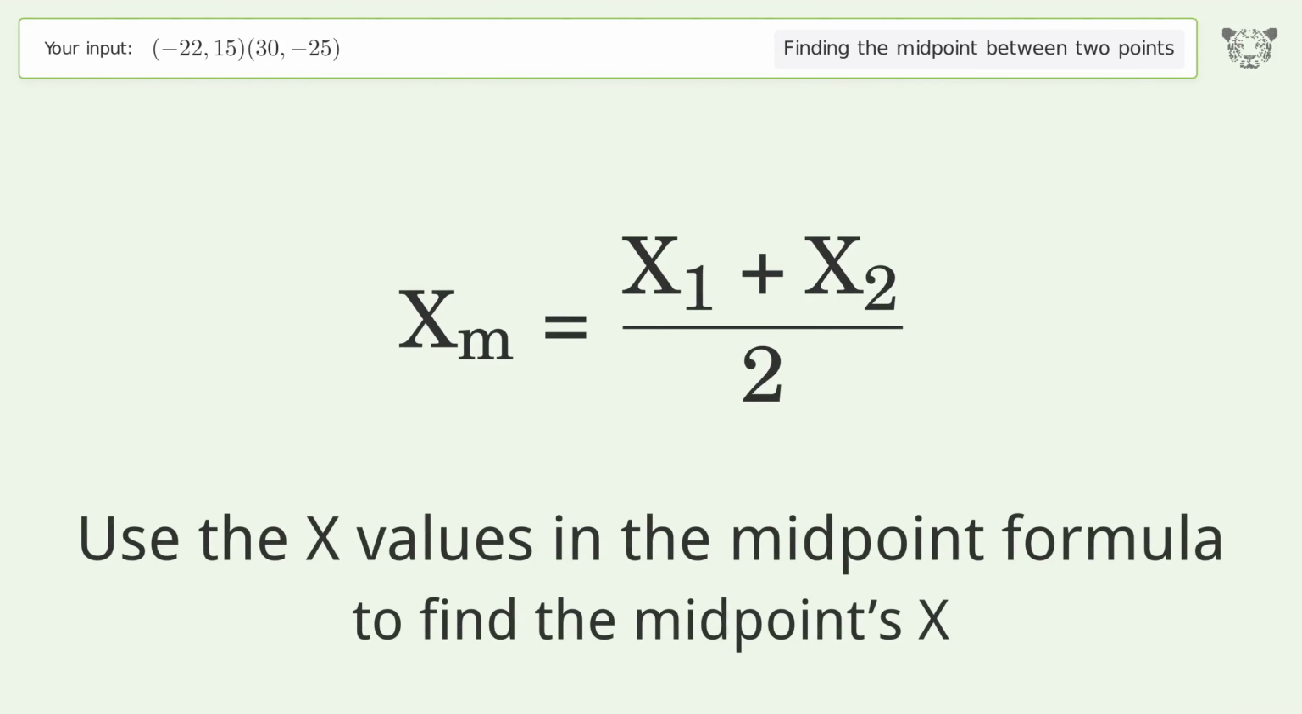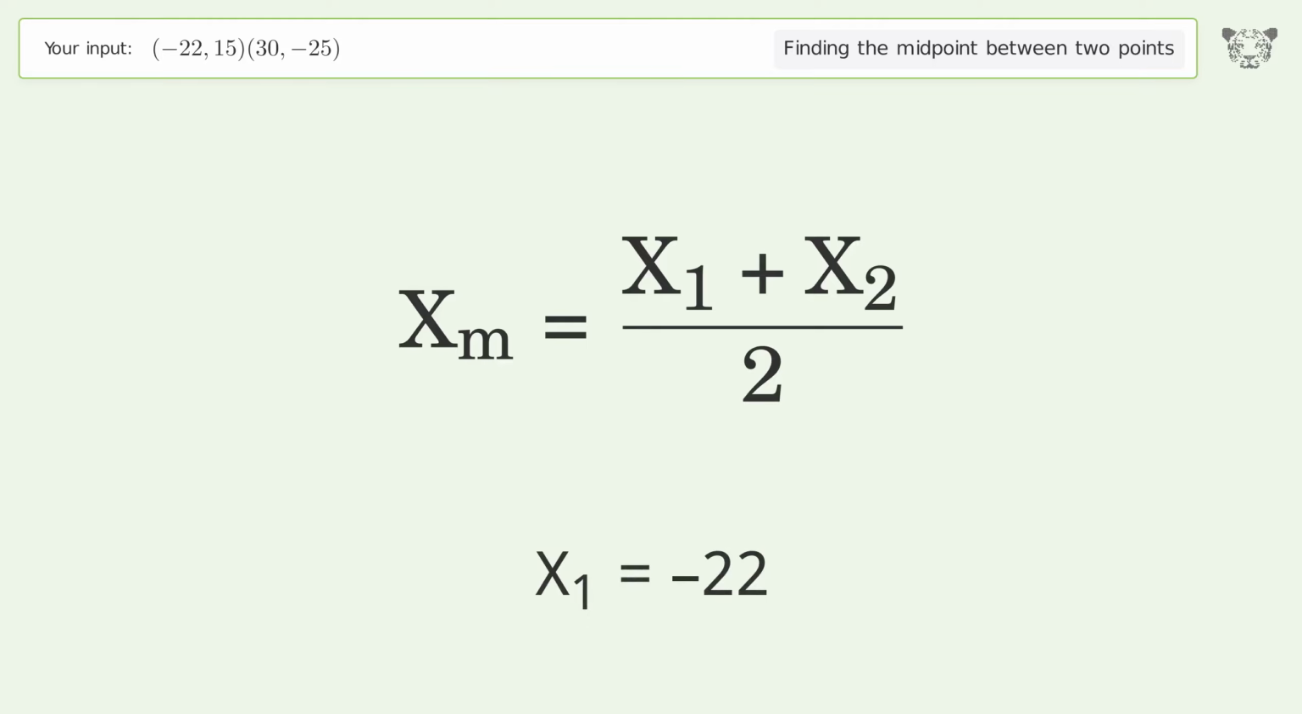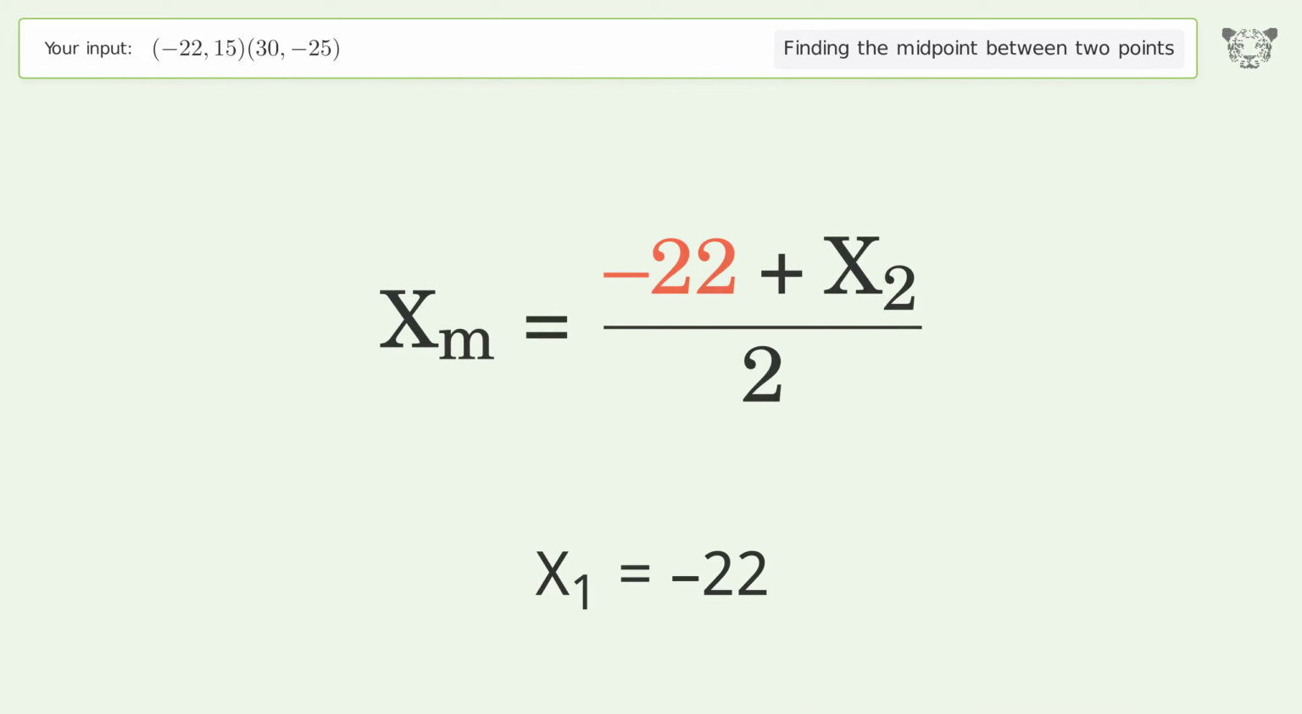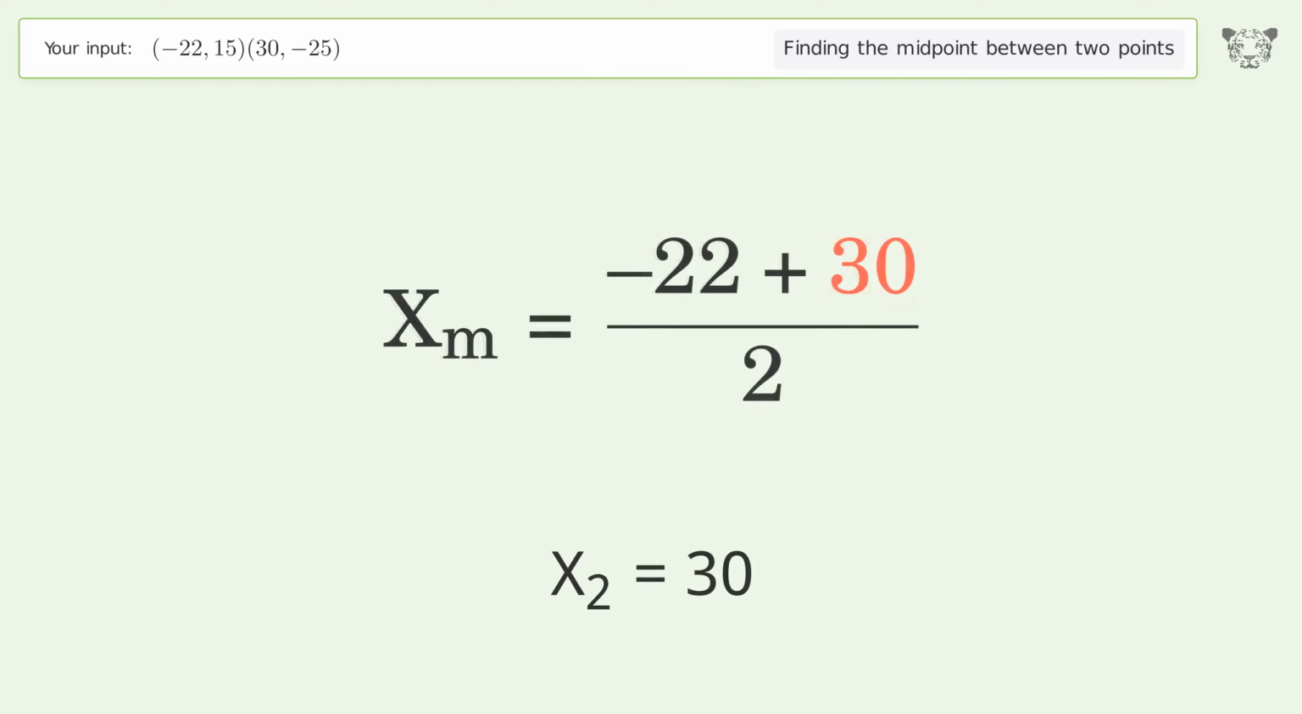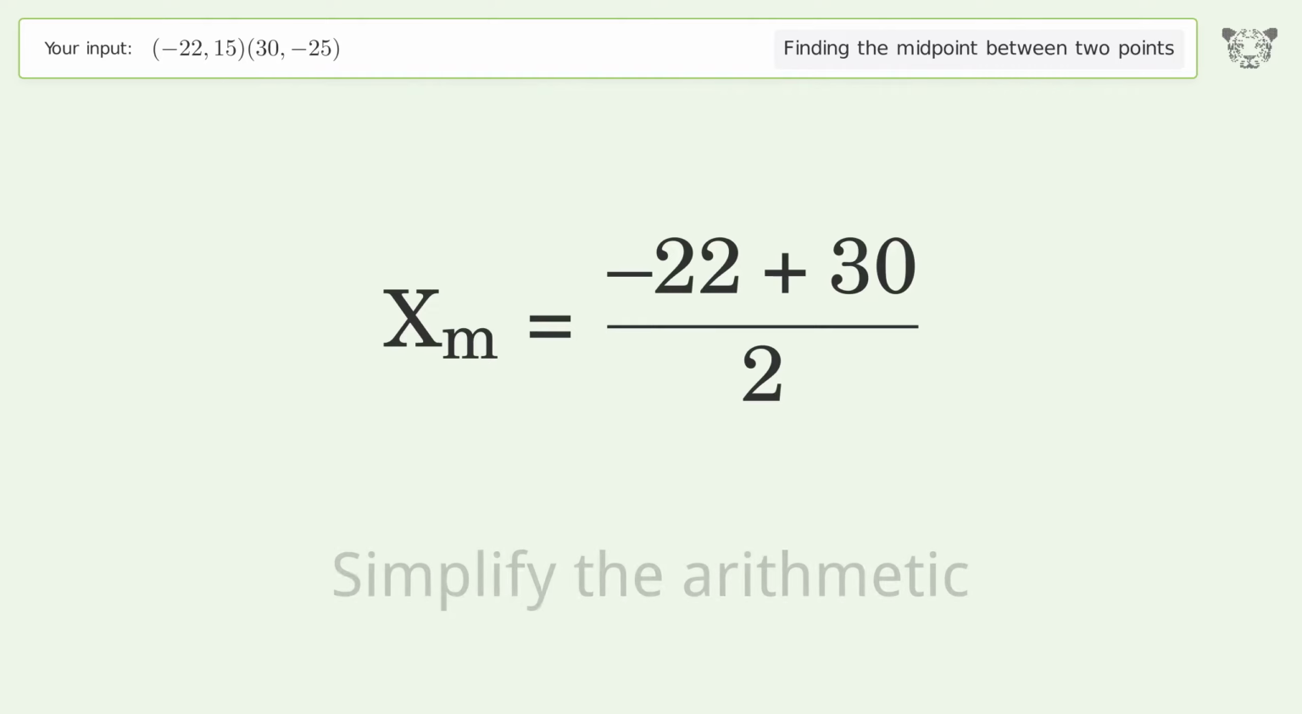Use the x values in the midpoint formula to find the midpoint's x. x1 equals -22. x2 equals 30. Simplify the arithmetic.